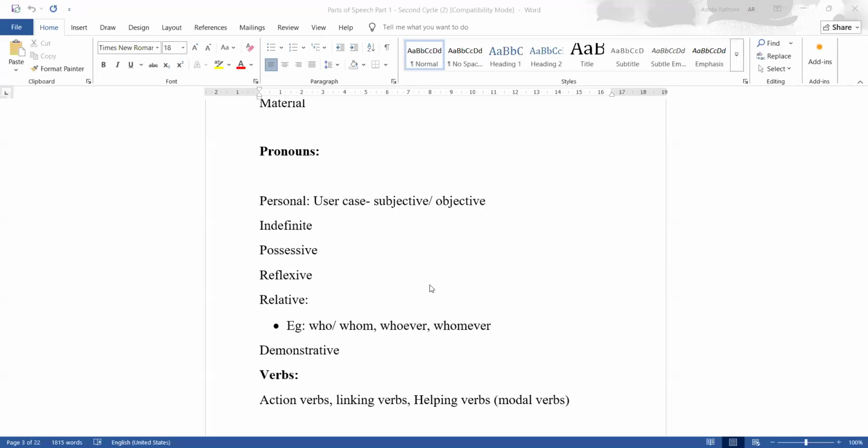It's similar to I versus me. Who is used as a subject, in terms of someone who does the action. Whom is used as an object, someone who receives the action. So who is basically used to replace he, she, or they. Whom is for him, her, them.